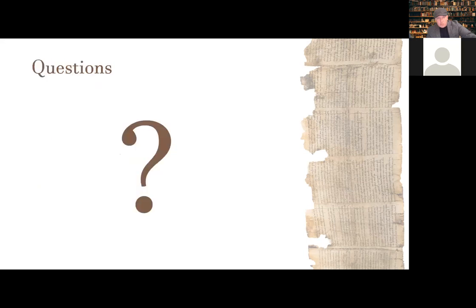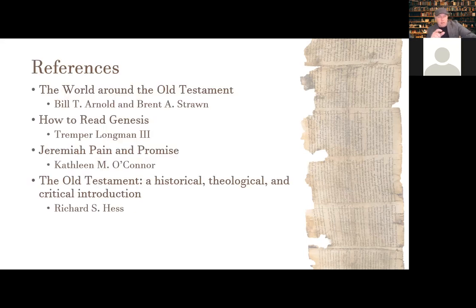So here are some references. These are a few books that you could view. The World Around the New Testament. This is a very good book, very easy to read, by Bill Arnold, great scholar, and Brent Strawn. This book gives you the context of the Old Testament, literally the world around it, what was going on outside of Israel at the time these texts were being written. It goes through the Amorites, the Assyrians, Babylonians, Egypt, Hittites, all that stuff. Very good book to understand the context of your Old Testament.